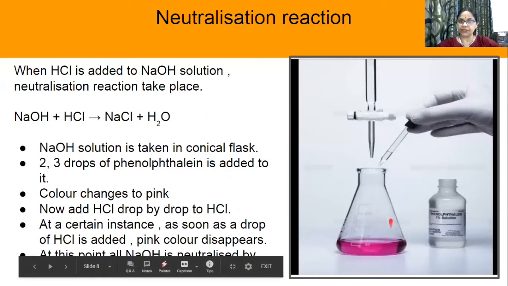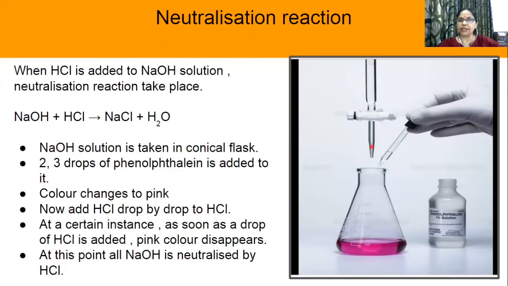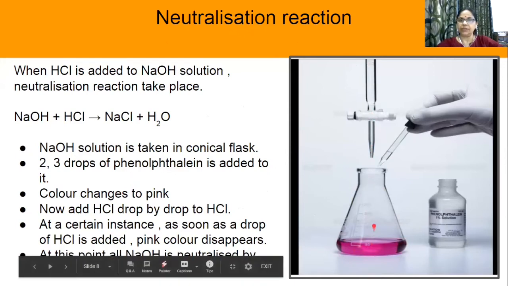Next is the experiment of neutralization reaction. In this reaction, we take a conical flask in which we take sodium hydroxide and put 2-3 drops of phenolphthalein in it. This phenolphthalein changes the color of the solution to pink. Now with the help of a burette, you add HCl to it drop by drop, and this will get neutralized. Slowly, all the sodium hydroxide will be neutralized.